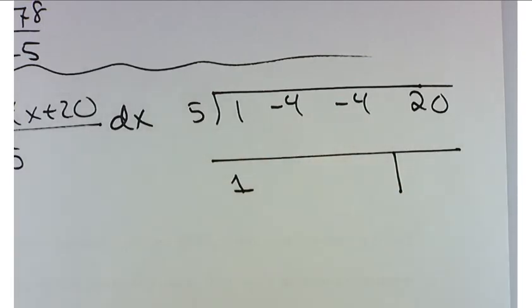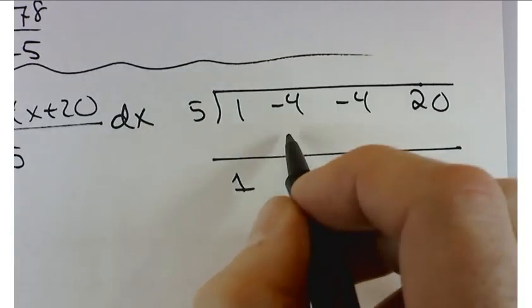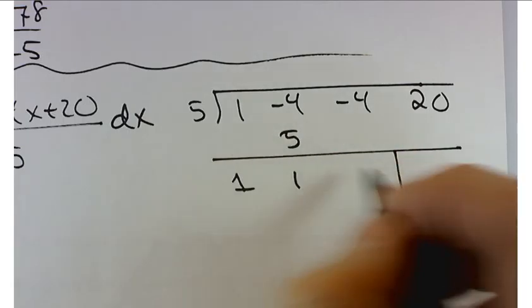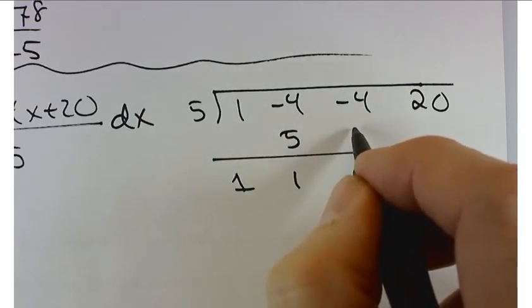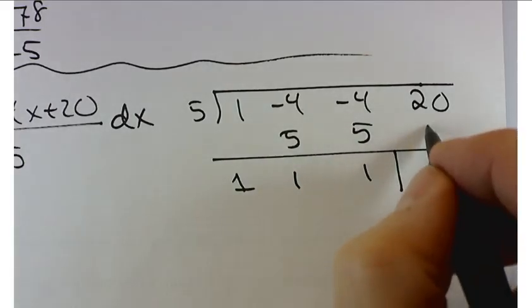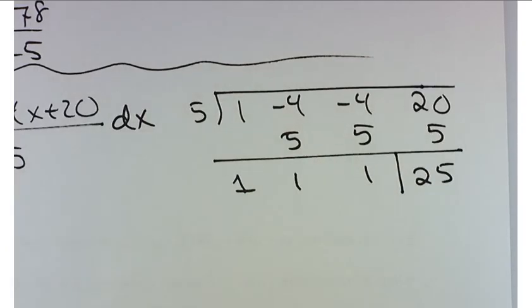1. What comes up here next? 5, and then a 1. And then it's deja vu all over again, right? 5 and then a 1. Until we get to the last term, which gives me a 25.